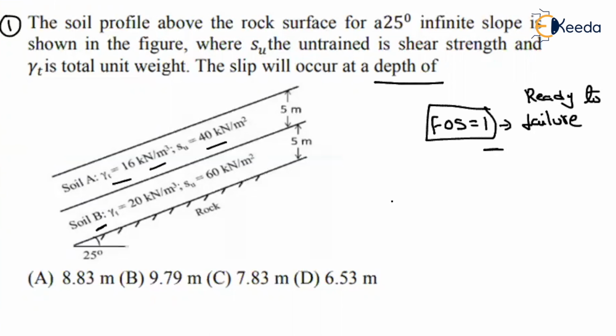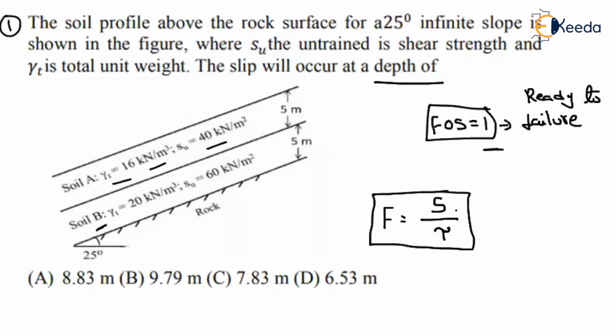Now, what is our factor of safety in the general equation? That will be equal to shear strength divided by, what about here? Shear stress acting on the layer where you are finding the factor of safety. If you see here, the shear strength is given up to 5 meters as 40. The shear strength below the 5 meters is 60, isn't it?